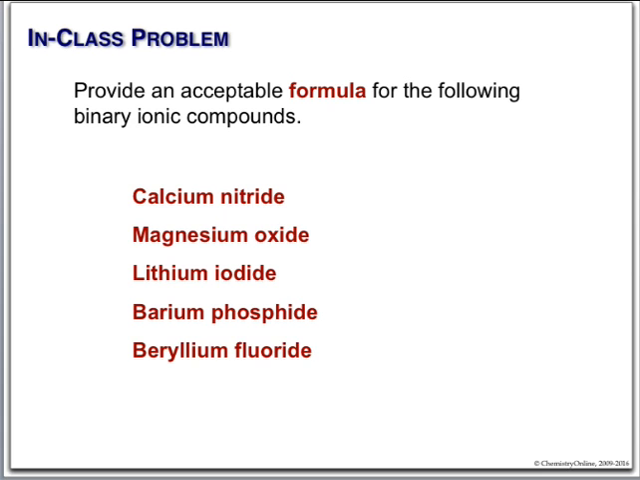Calcium is in what group? It's group 2, so it's a +2, isn't it? Nitrogen is way over here in 5. It's going to be an anion. What's its charge going to be? It's going to want to pick up, because it's in 5, 1, 2, 3 electrons. So it's going to be a -3.